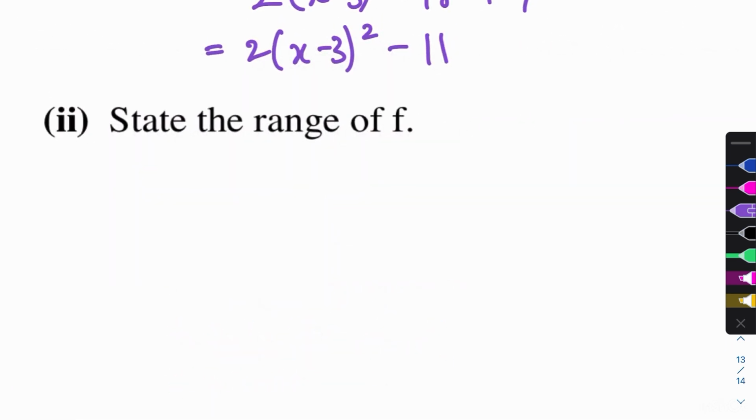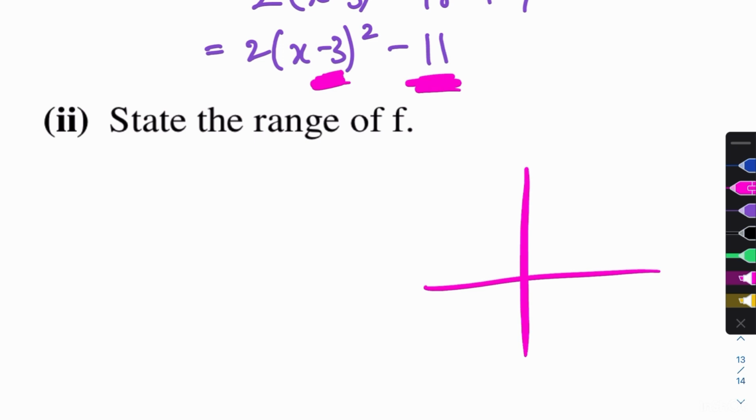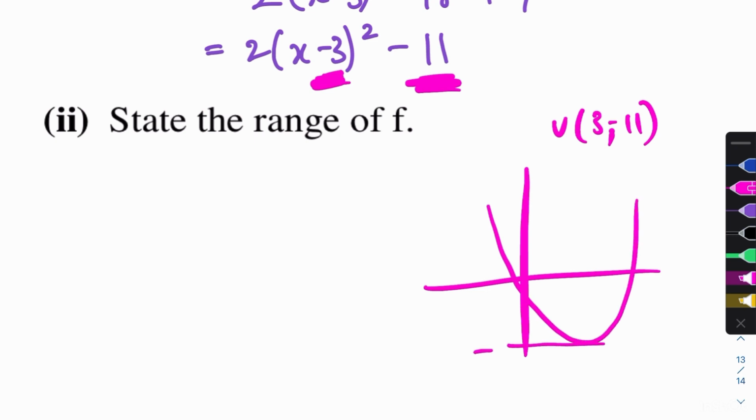The range of f. So now that we have it in completed square format, we can easily sketch it. So we've got our axes here. We know that the vertex is going to be 3, 11. So vertex is 3, 11. Well, 3, negative 11, sorry. We know it's a positive parabola, so 3, negative 11. It would be something like this. So this is going to be negative 11, and this is going to be 3.